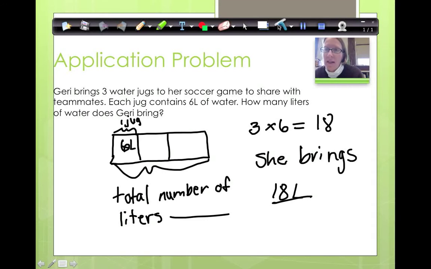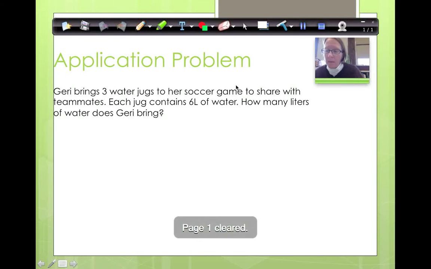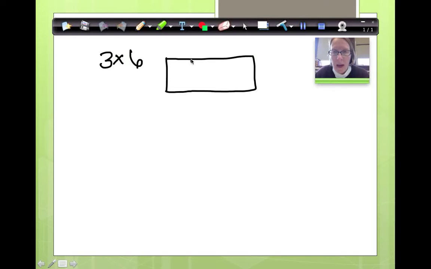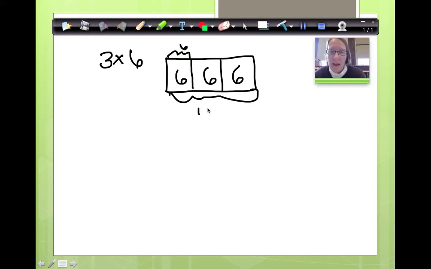Now, we had 3 groups of 6. And the tape diagram that we had is about this long, and we had divided into thirds. And this had 6, and this had 6 liters, and this one had 6 liters, right? So 6 plus 6, if we count by 6's, we would have 6, 12, 18. Now, one of these is 6, and the total is 18. So we know 3 groups of 6 is 18.